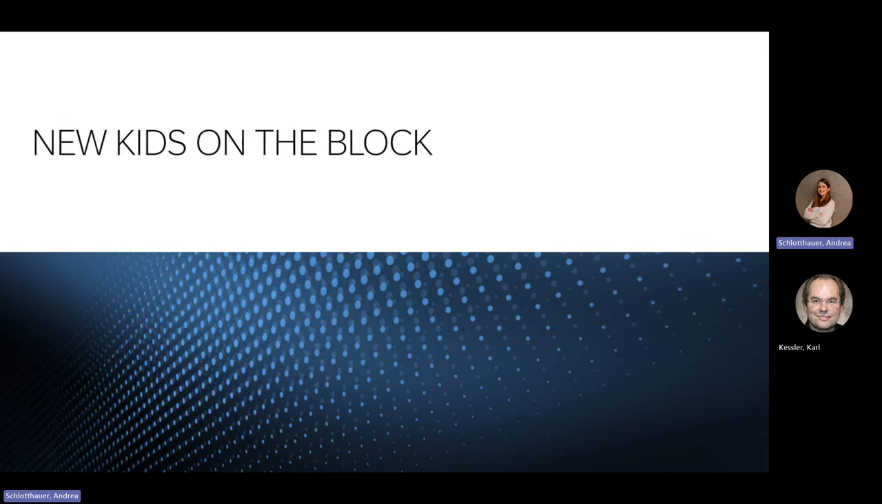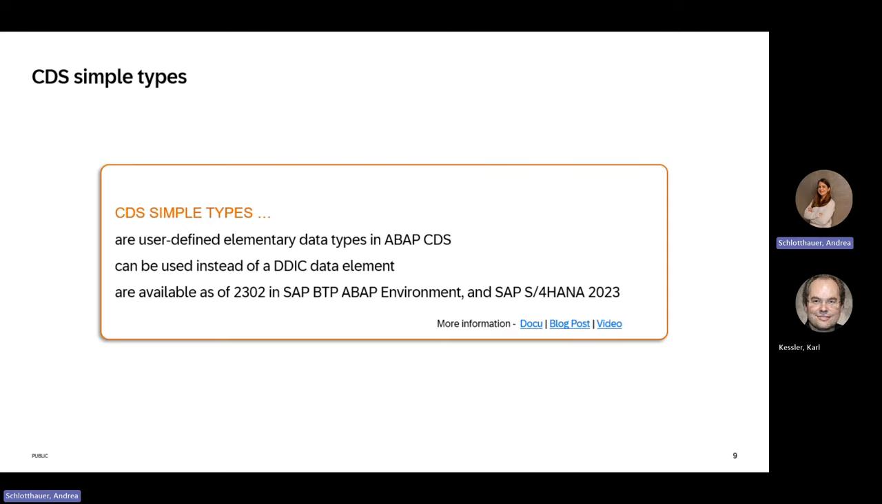So let's get started with the new features. We want to highlight the new kids on the block, starting with CDS simple types. So CDS simple types are user-defined elementary data types that are defined natively in ABAP CDS. And they combine the main features of Datic data elements and domains in one homogeneous concept. And they obviously bring with them all the CDS qualities, such as annotations, annotation propagation, and integration with ABAP Cloud frameworks.